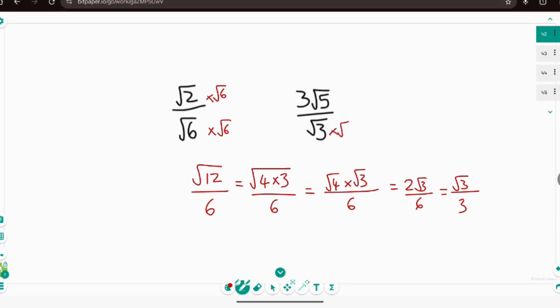I'm going to multiply the denominator by root 3 and the numerator by root 3. 3 root 5 times root 3. Well, I can multiply the root 5 by root 3 which gives us root 15. Root 3 times root 3 is 3. 3 divided by 3 is 1, cancels out, so the answer is root 15 there.